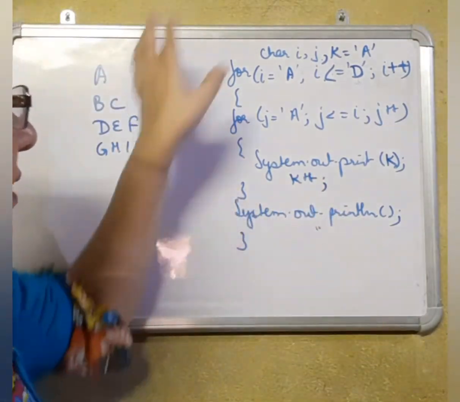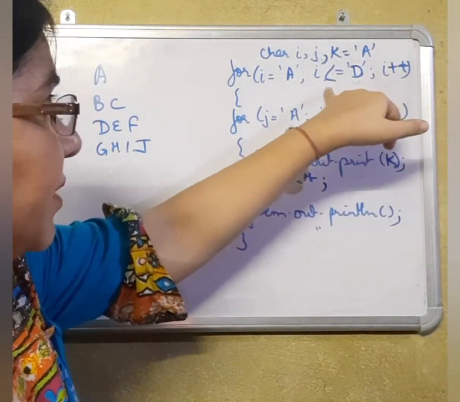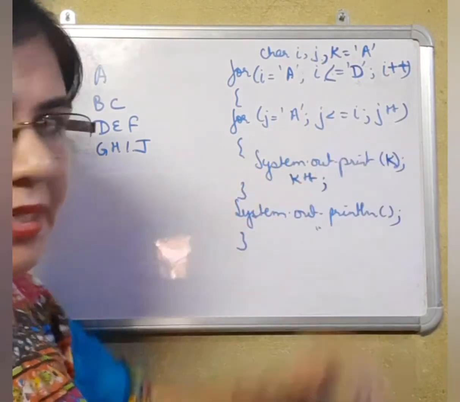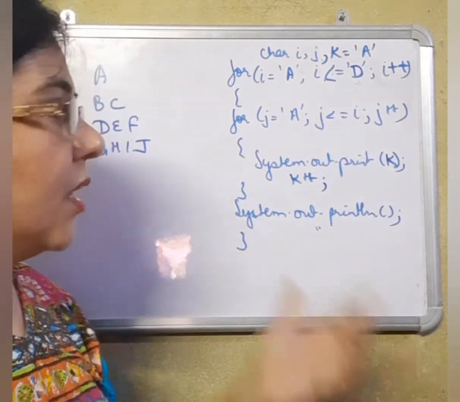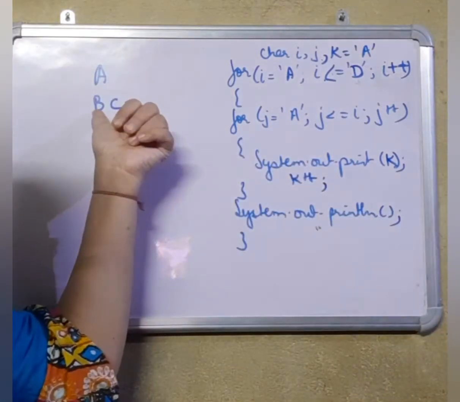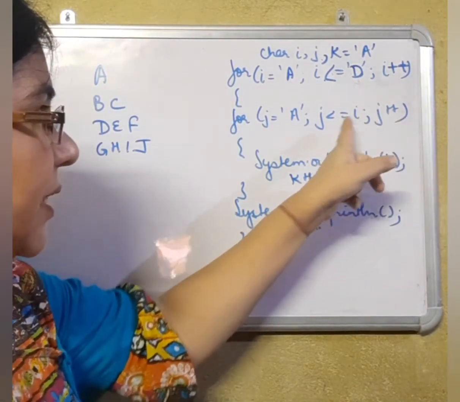Then it will go to the next line, then I will increase. I becomes B less than equal to D. J will restart from A less than equal to B. Correct? What was the previous value of K? B. B will be printed. Then K becomes C. J will increment to become B less than equal to B.